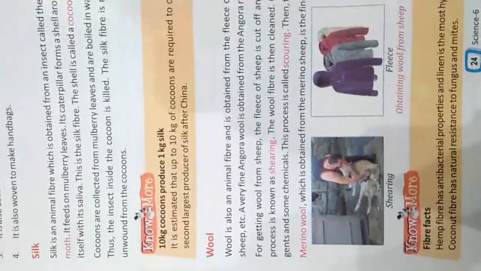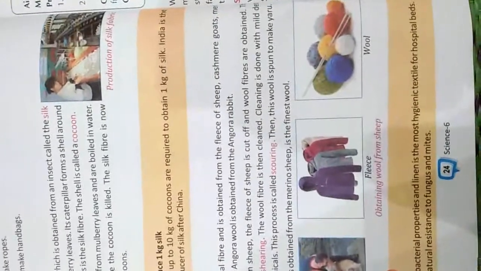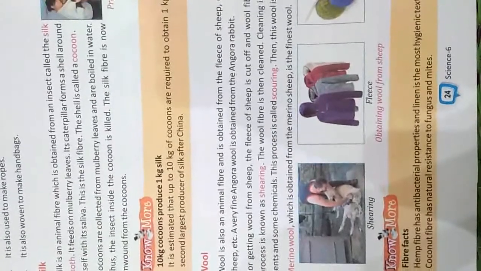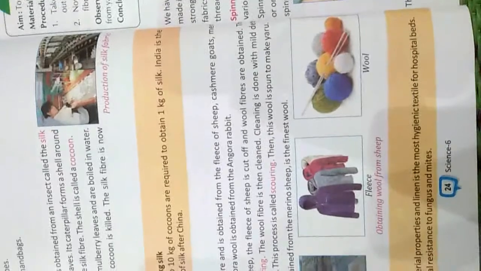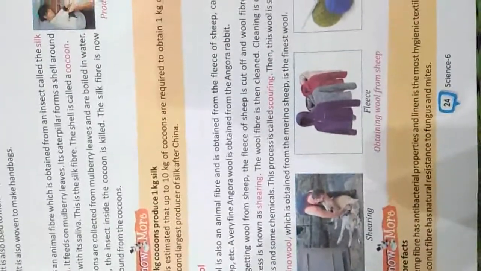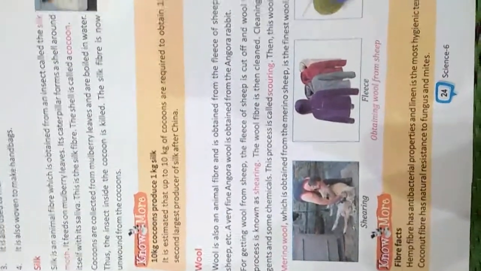So the next animal fiber is wool. Wool is obtained from the fleece of the sheep, Kashmiri goat, and Marwari Kashmiri sheep, and very fine Angora wool is obtained from the Angora rabbit. For getting wool from sheep, the fleece of the sheep is cut off and wool fibers are obtained. This process is known as shearing.